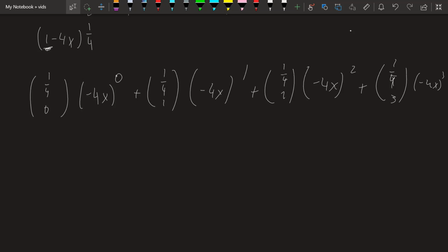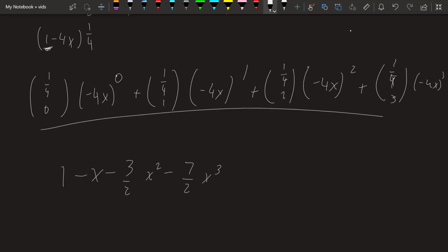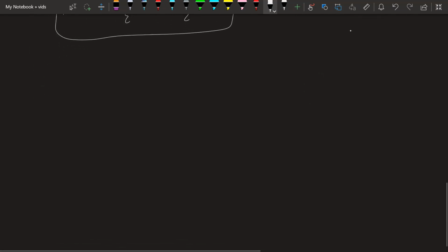Now, we're going to use a calculator to evaluate this. So here we go. Let's start. We're going to get 1 minus x minus 3 over 2 x squared minus 7 over 2 x cubed. This is equal to this using a calculator. So that's part A done.